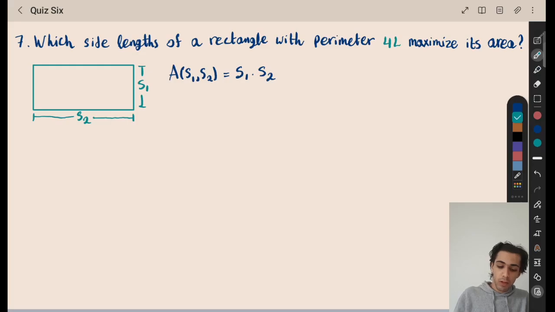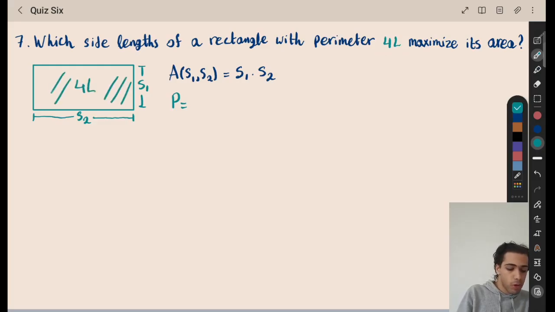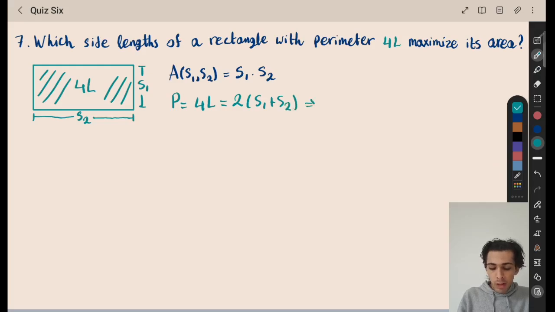But there's a fact which we still have not utilized. It tells us that the perimeter of this whole thing is 4L. So that's good. So 4L is the perimeter. But can we write this perimeter in terms of the sides of this rectangle? And the answer is yes. So it's twice S1 plus S2. Then that's amazing because I can find the relation now between S1 and S2, and then maybe I can reduce my two variables to one variable.